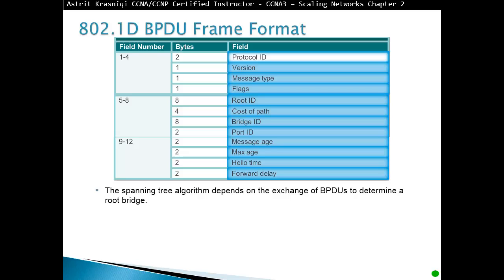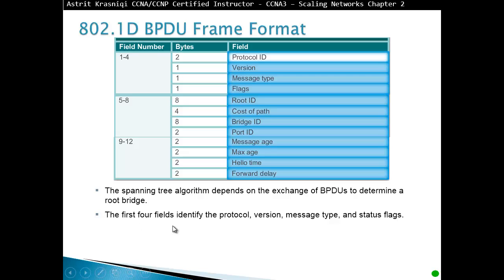This is the bridge protocol data unit frame format. First we have different fields in the bridge protocol. The spanning tree algorithm depends on the exchange of bridge protocol data units to determine the root bridge. So this is like the bread and butter of spanning tree. We have to send these BPDUs around, and we're going to find out what's inside there.